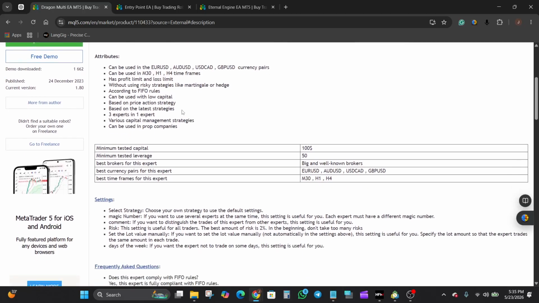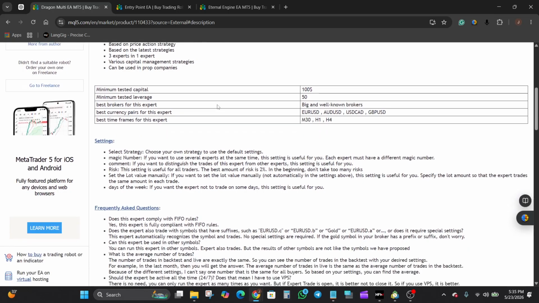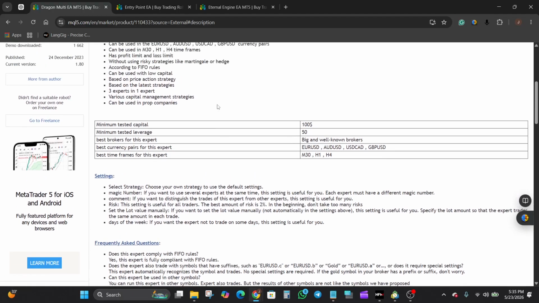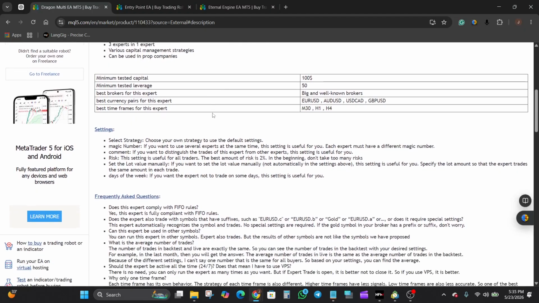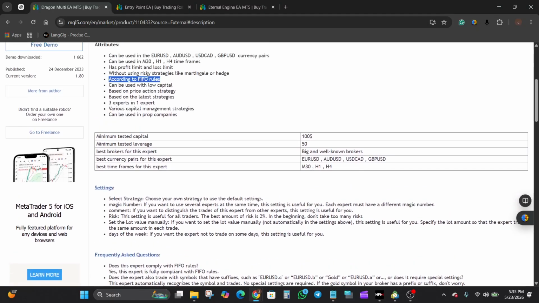The page also mentions that the EA includes profit limits and loss limits, while specifically avoiding risky methods like martingale and hedging. Now, that's something many traders will pay attention to because it generally means the system is aiming for more controlled exposure instead of aggressive recovery techniques. The developer also states that the EA complies with FIFO rules and can be used with prop firms, which may be useful for traders operating under funded account restrictions.